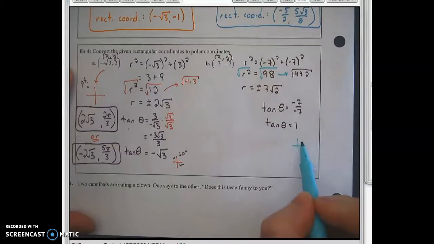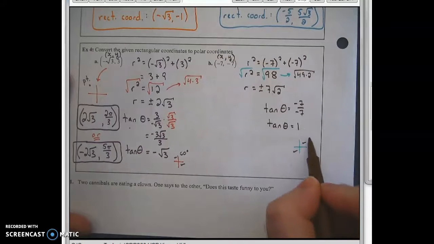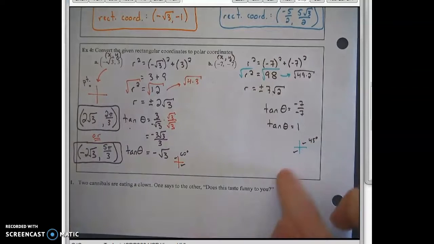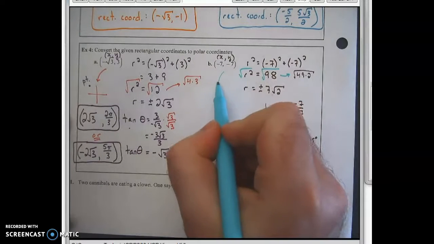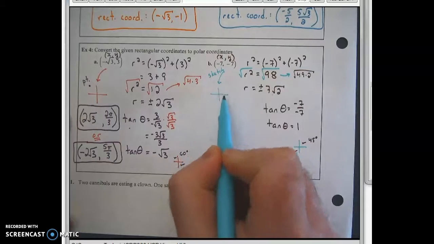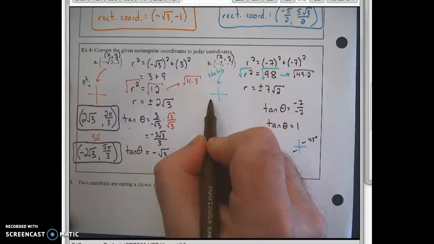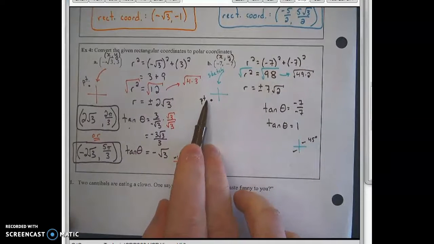All right, tangent is positive here and here. Check and check. Tangent is 1 at the 45s. So I'm looking for the 45 degrees in this section. Now, the way you decide this is based on where the actual point is. So now you want to go back up here and do a quick little sketch of where negative 7 would leave you. Negative 7 would leave me somewhere down there. So the actual point is in this quadrant.